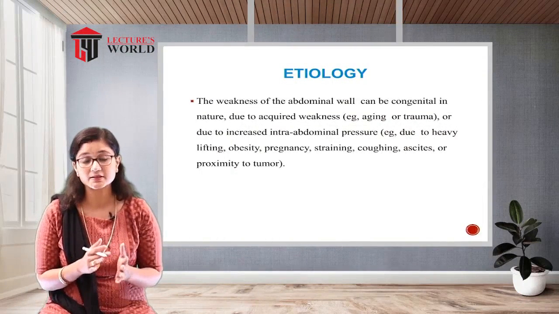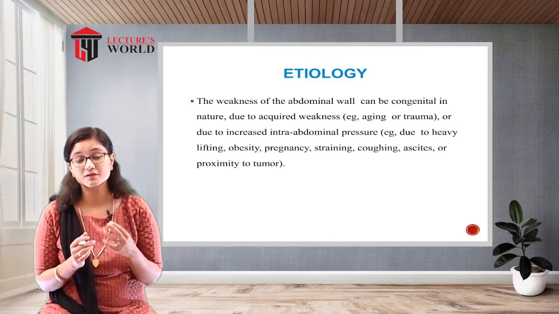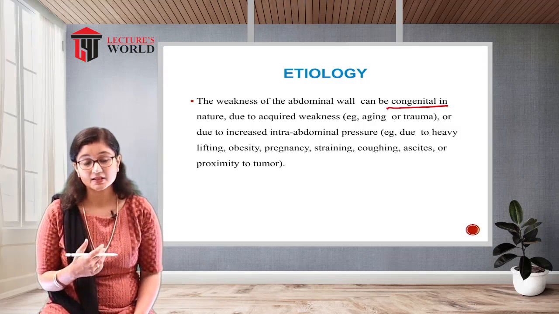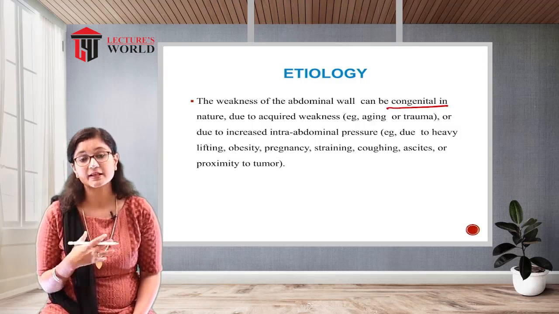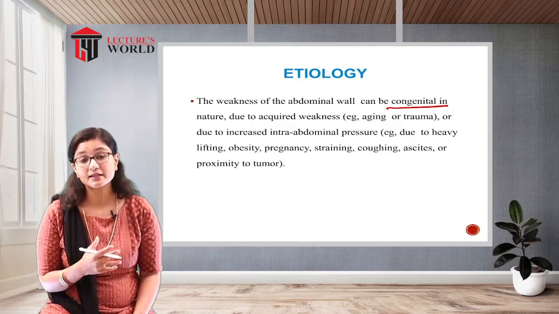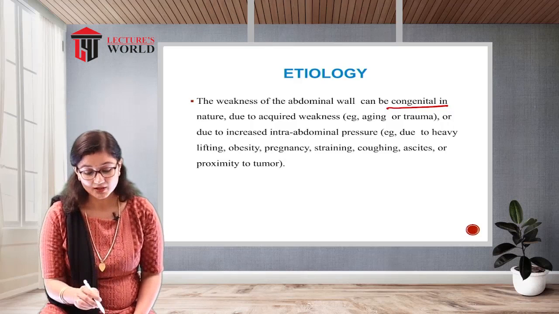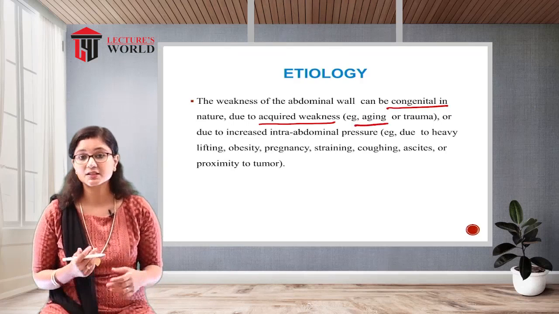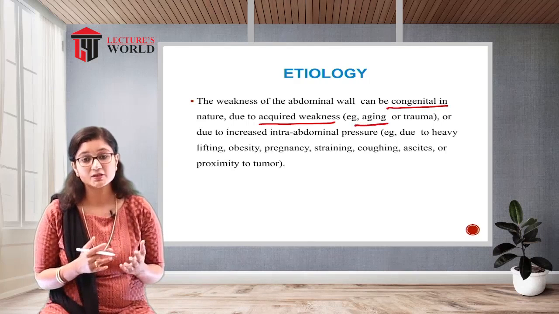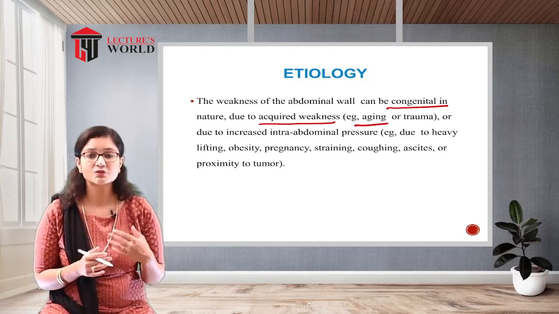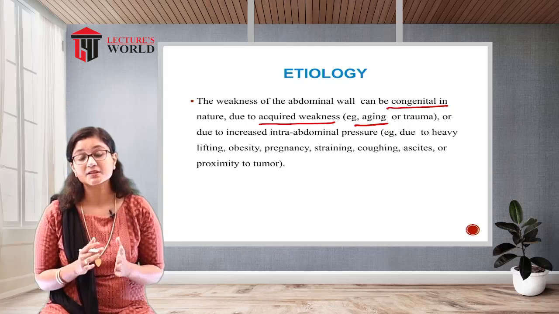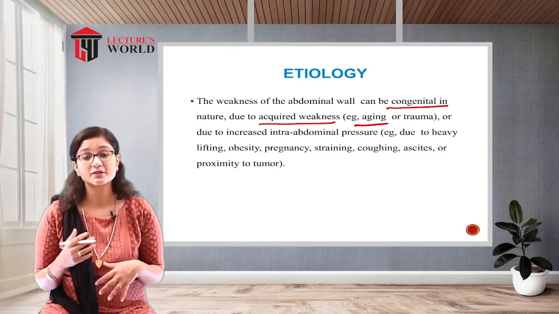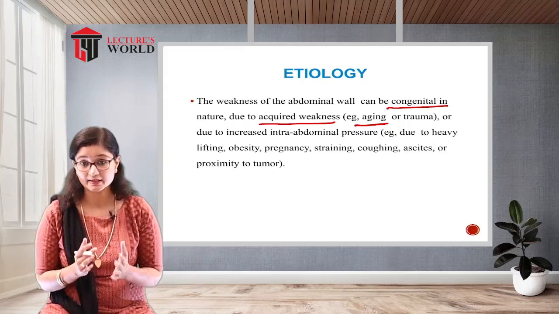We have already seen in the definition that there is a weakness of the abdominal wall, the muscle. Why is it happening? This can be congenital, that is, from birth. There is some problem in the abdominal muscles that can lead to such a hernia. Or it is acquired weakness, commonly seen during aging. As a person ages, the muscles become weak enough. It can also be seen during some trauma, road traffic accidents, or any injury on the abdominal wall. So it is another reason.